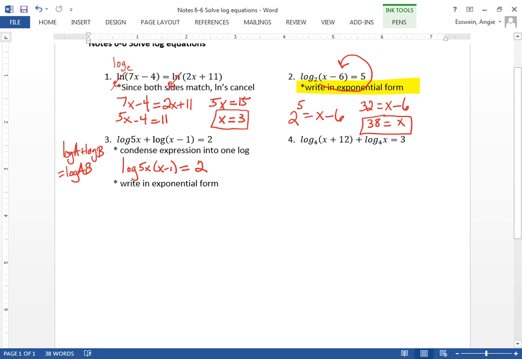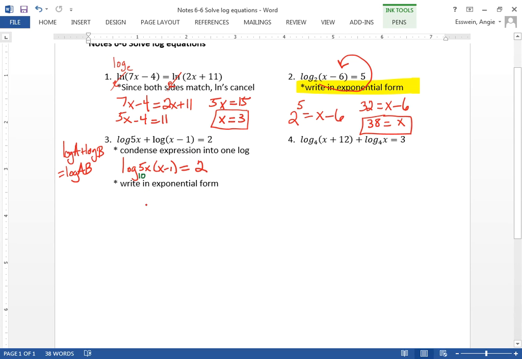So I use the law of logs to take log A plus log B and rewrite it as log AB. Now it's a little bit easier. Now I do the same thing I did in the last problem. I write it in exponential form. What's the invisible base here? Yeah, so let's write in a little base 10 just to be sure you know that's there. When you just see log, it's automatically base 10.